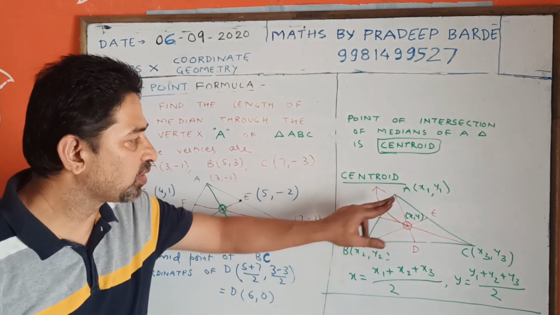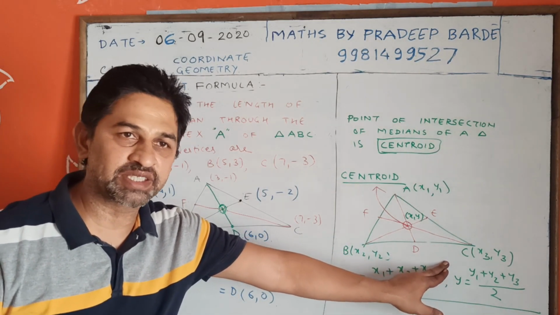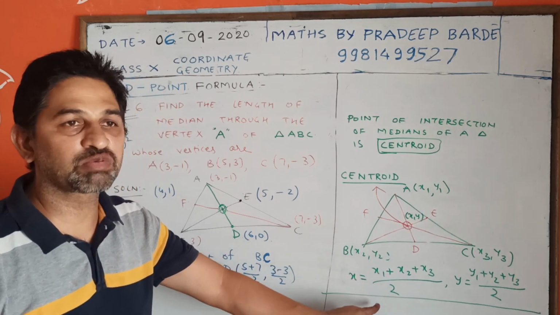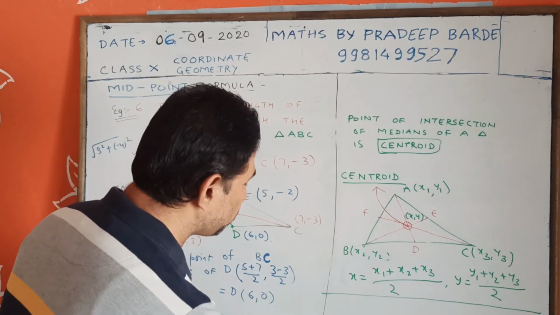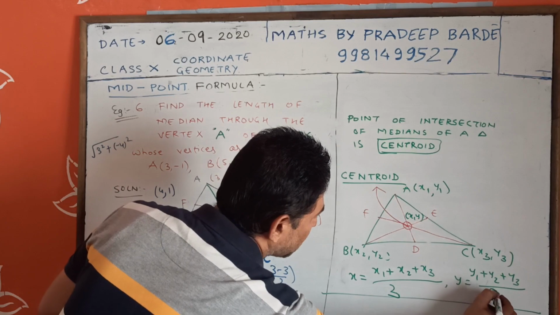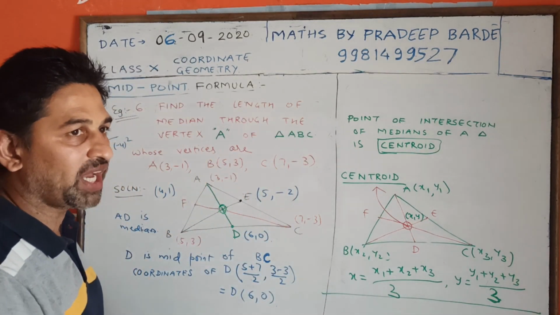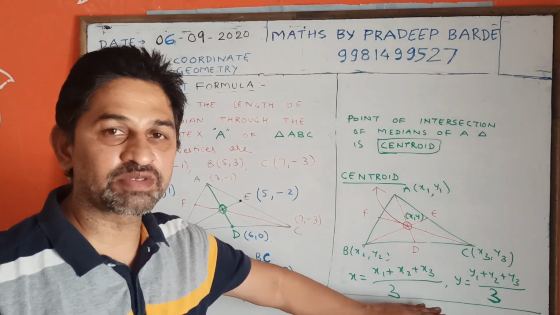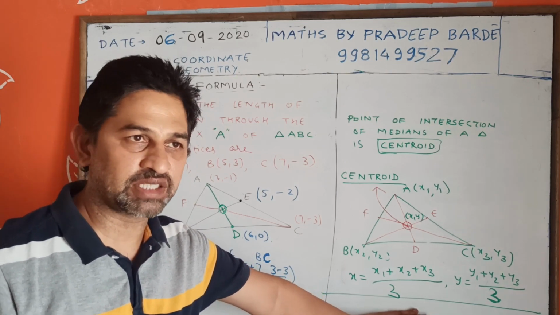That is, if the coordinates of A, B, C are given as (x1, y1), (x2, y2) and (x3, y3), then the centroid is given by ((x1 plus x2 plus x3)/3, (y1 plus y2 plus y3)/3). Okay, so these are the coordinates of the centroid of a triangle, right? We'll be proving it in the next class.